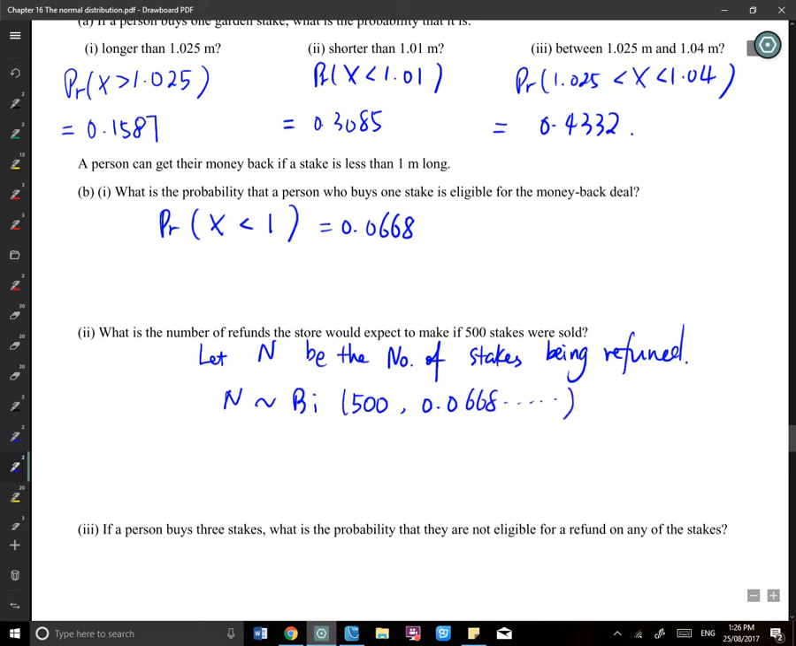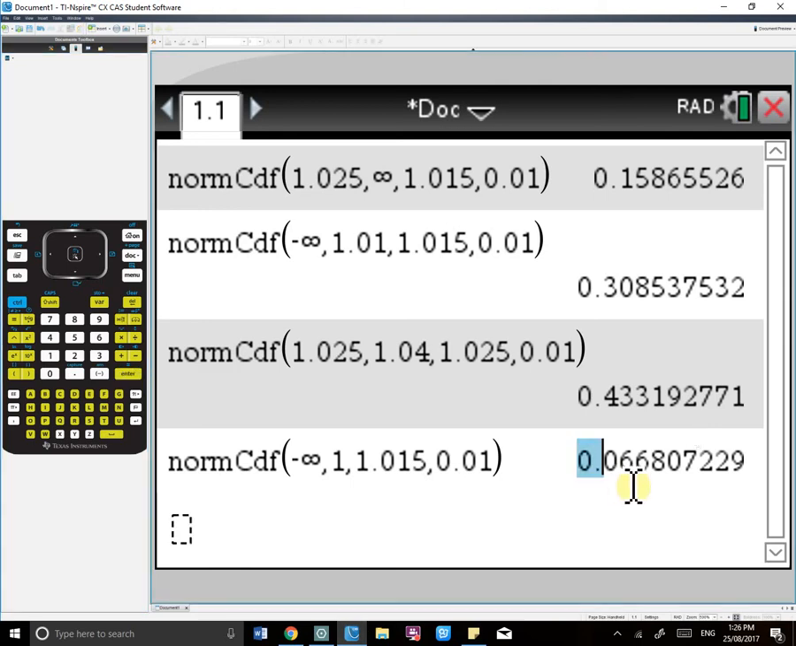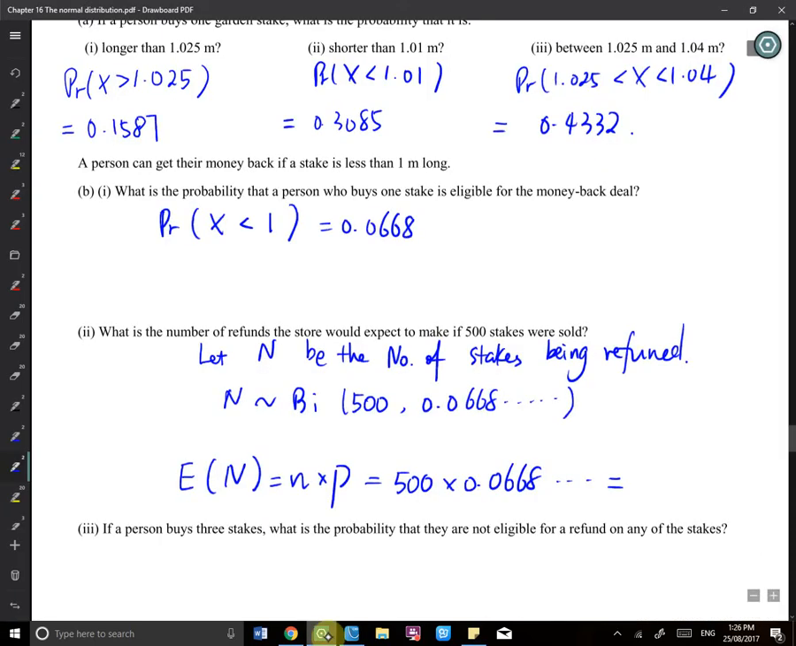We are looking for the expected value of n. That is just n times p, and that's why it's 500 times 0.0668, and that equals 2. Do not just use 0.0668; use the full values here. So you directly use that answer to multiply by 500. Use exact. That's 33.4, so approximately 33. You can't have an equal sign. Approximately equals 33.